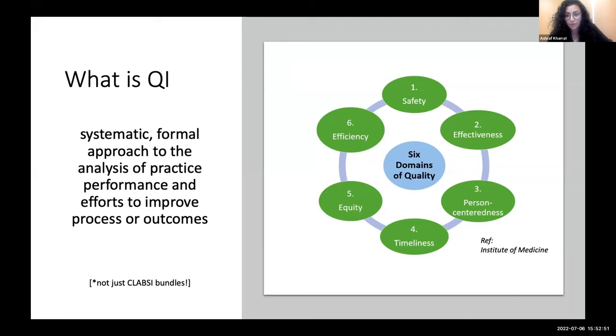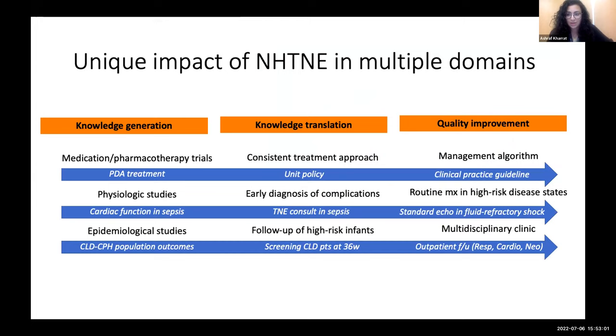There are a lot of different ways that we can integrate QI into the work that we do in neonatal hemodynamics. So we're really lucky in hemodynamics. I think we're well poised, as you've heard from the previous talks, to be looking after multiple domains of academic work. We do work in knowledge generation, knowledge translation, and in quality improvement. And these three things can work together side by side and simultaneously. So I've given some examples here of that.